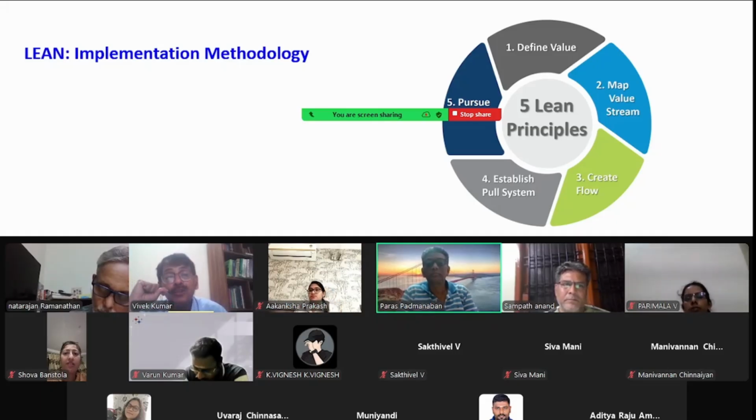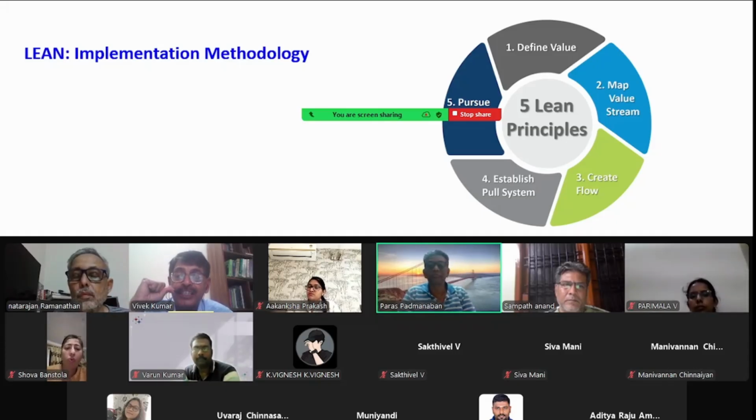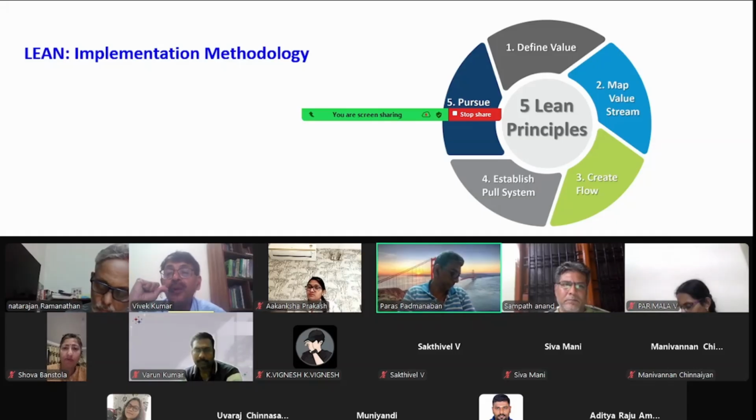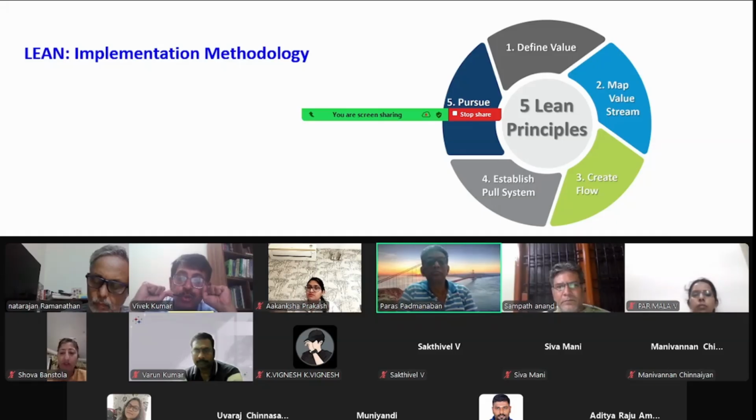Yes or no? So with these, we continually keep striving to make our processes more and more efficient, more and more effective. So hope you will now never forget these 5 steps of the methodology of lean implementation. What are those, Natarajanji? Can you please read those out from the screen?